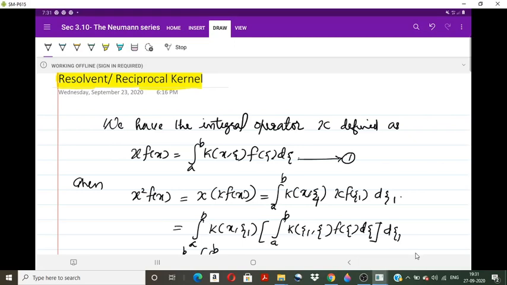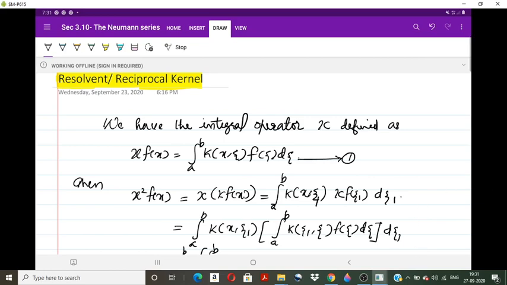In this lecture, we will discuss section 3.10, the Neumann series. Here we mainly discuss iterated kernels, also called the resolvent kernel or reciprocal kernel, and the method of calculating the solution of integral equations of the second kind using the resolvent kernel or reciprocal kernel.